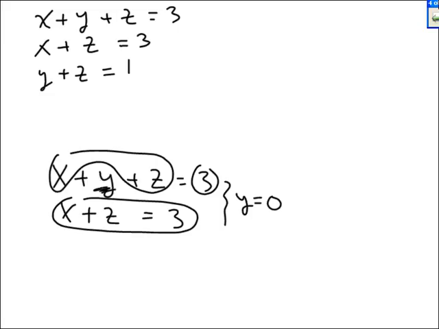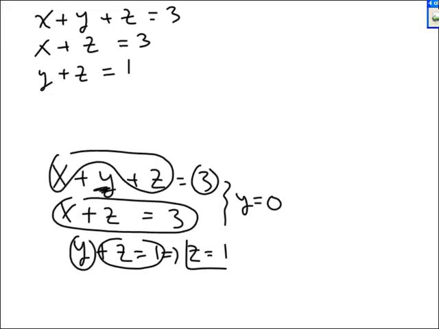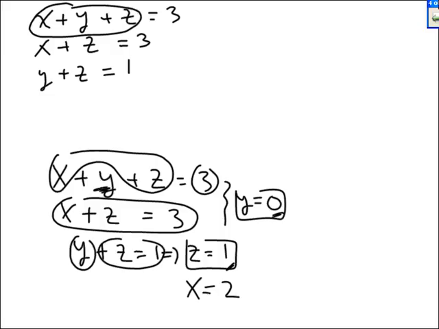Y must be 0. The third line says that y plus z is 1, but y is 0. Oh, that means z is 1. And the first equation said if you add all three letters, you get 3. Well, 0 plus 1 is 1. You add 2 more, you get 3. X must be 2.